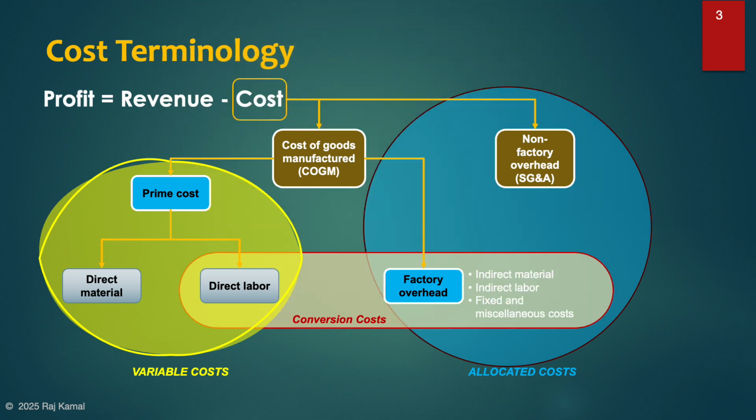The next concept we have is conversion costs. Conversion costs include direct labor and factory overhead because these are the costs of converting the direct material, raw material, into finished goods. So you will see that direct labor comes up in two places. It's a component of variable cost and it's also a component of conversion costs.